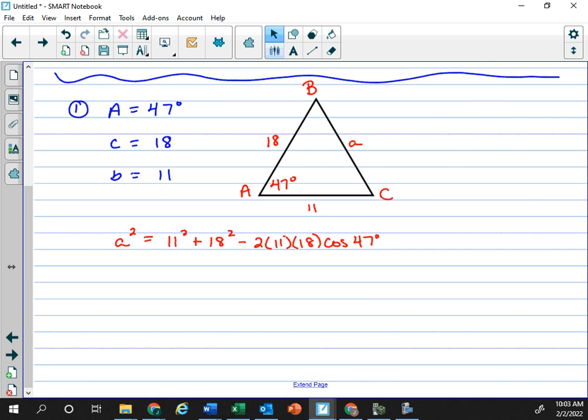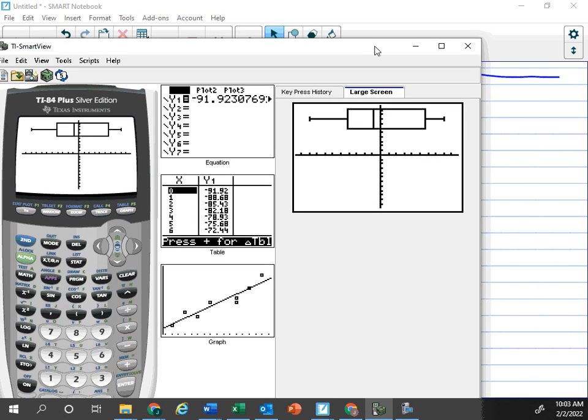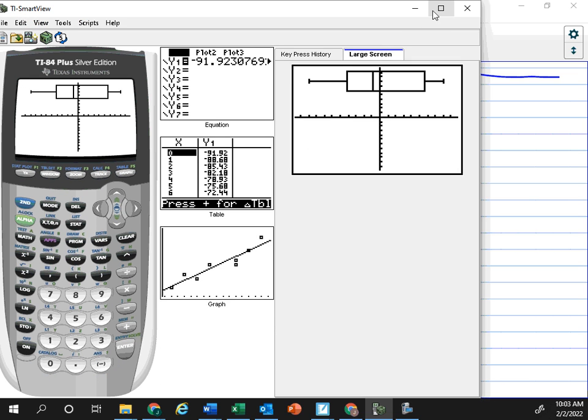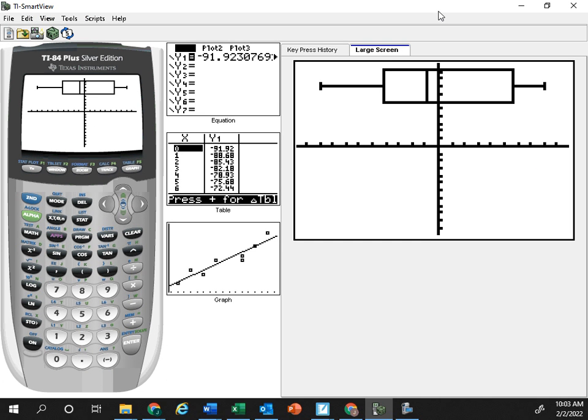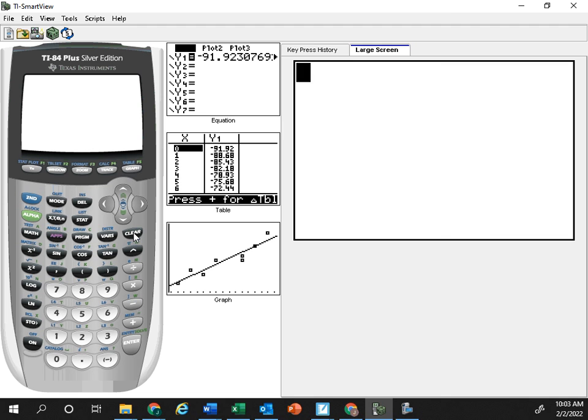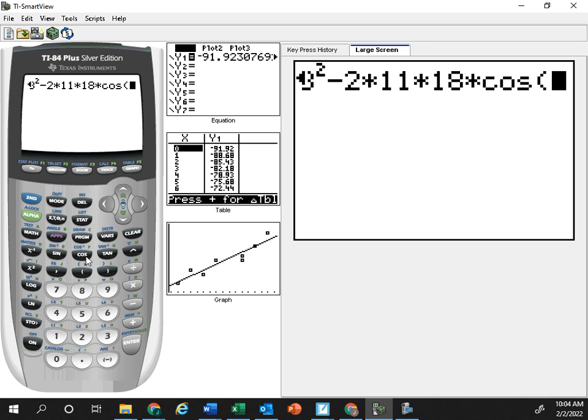Okay, let me just walk you through keying this in on your calculator. Please do not do like 11 squared and write it down, and 18 squared and write it down. Don't do that. I want you to show your initial setup, like write out your equation. But you shouldn't really be writing anything else down on this one, you're just going to key it all in. So we would do 11 squared plus 18 squared minus 2 times 11 times 18 times cosine of 47.